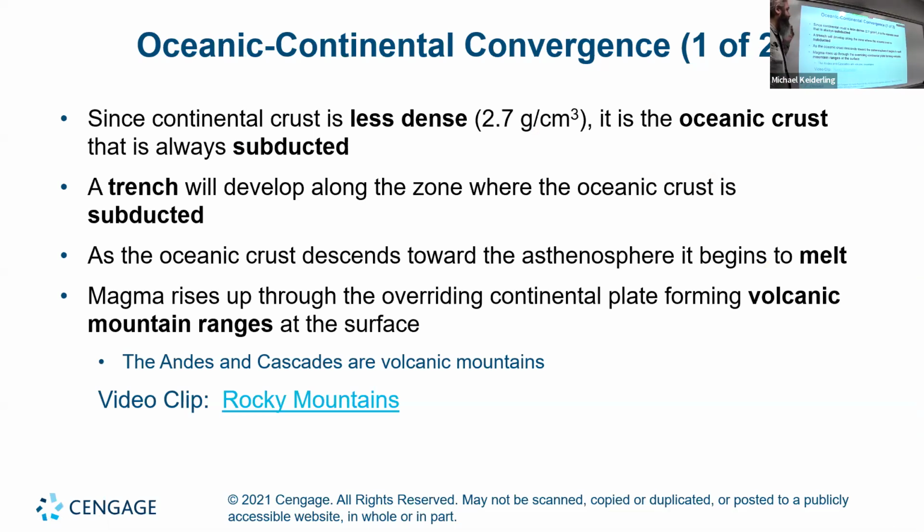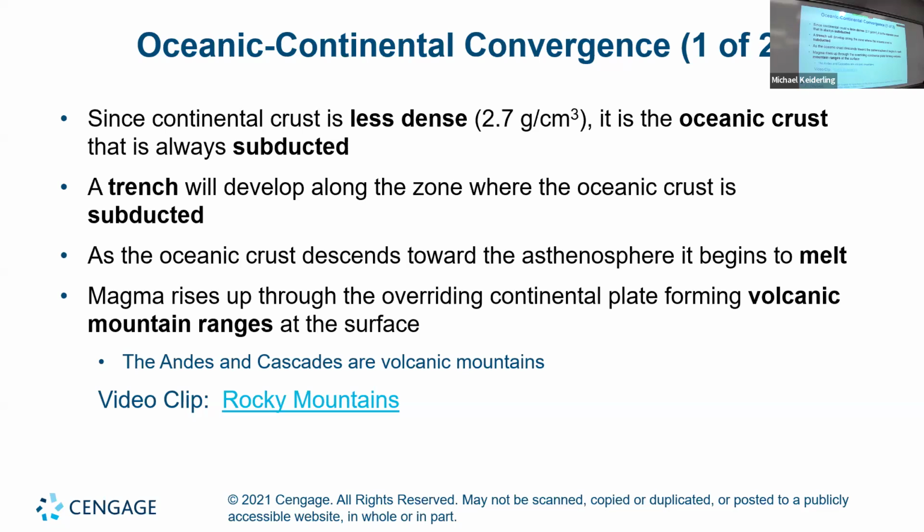Now, when oceanic crust meets continental crust, it's much easier to figure out what happens. Well, it's simpler. Continental crust is less dense than oceanic crust. Continental crust is around 2.7 grams per cubic centimeter. Oceanic crust is around 3 grams per cubic centimeter. So, since the continental crust is lighter, the oceanic crust is always the one that gets subducted.